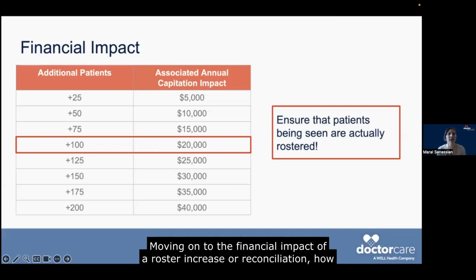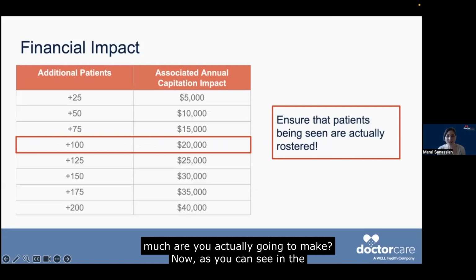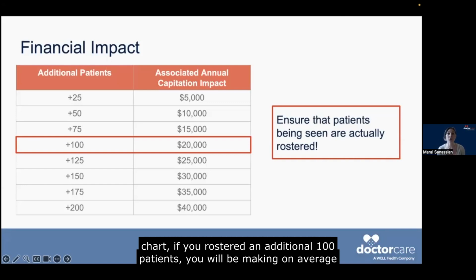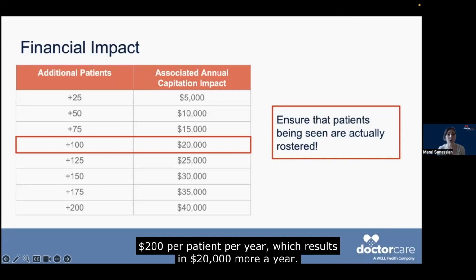Moving on to the financial impact of a roster increase or reconciliation. How much are you actually going to make? Now, as you can see in the chart, if you rostered an additional 100 patients, you will be making, on average, $200 per patient per year, which results in $20,000 more a year.